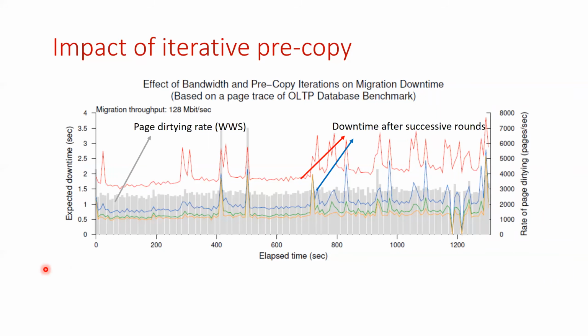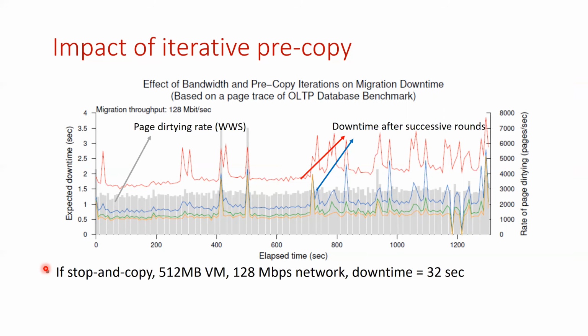If you did 1 round of pre-copy, then the downtime of the application would have been, as you can see, between 2 and 3 seconds. First, if you didn't do any pre-copy, if you just did stop and copy, this is a 512 MB VM, you have 128 Mbps network bandwidth. So to transfer this 512 MB, you will need 32 seconds, right? That will be your downtime, the bare minimum downtime to transfer the entire VM memory image to the target host, right? So this is very high. You cannot call this live migration.